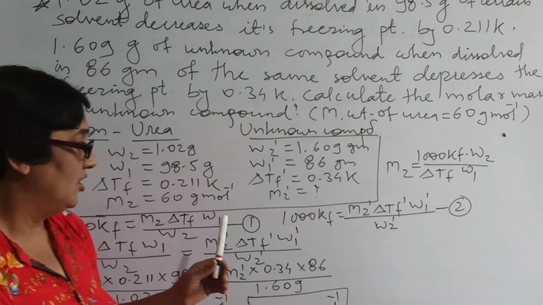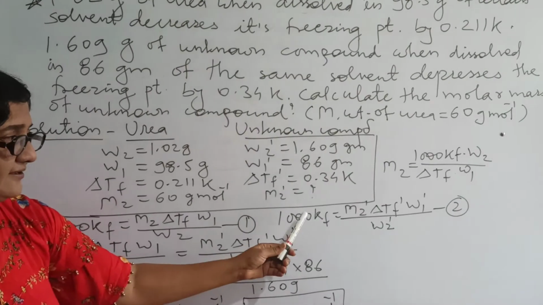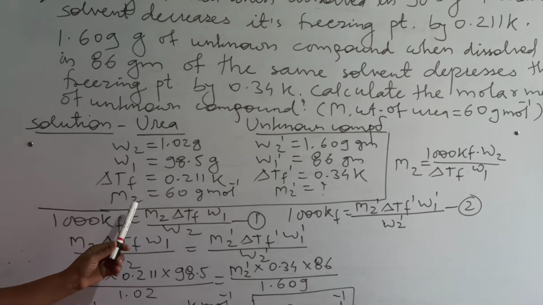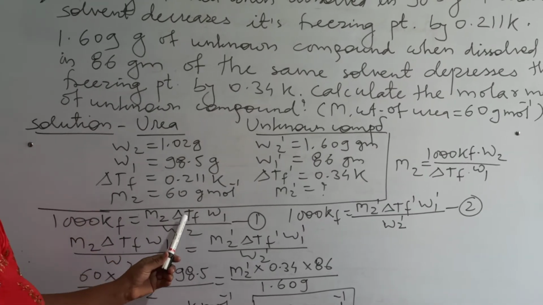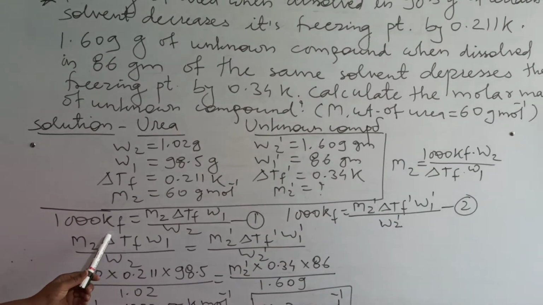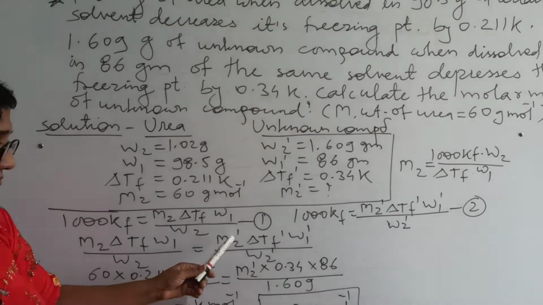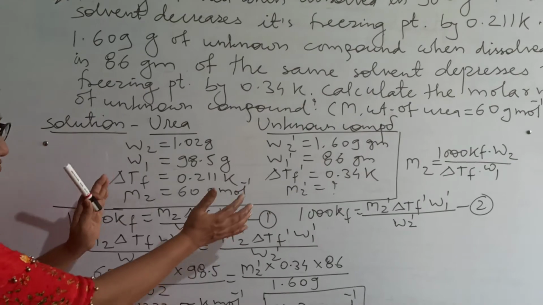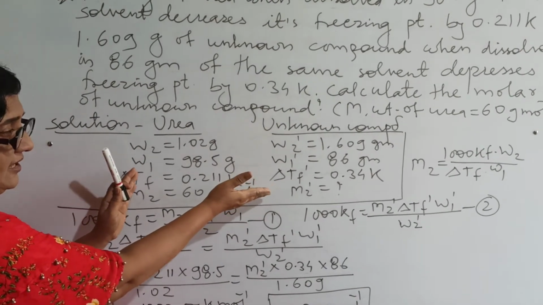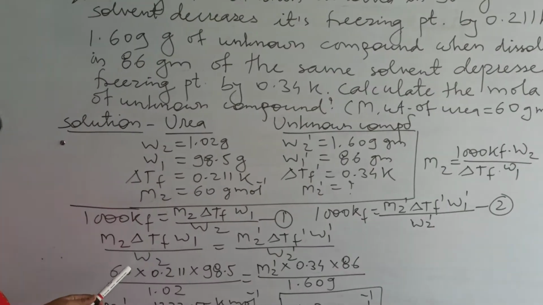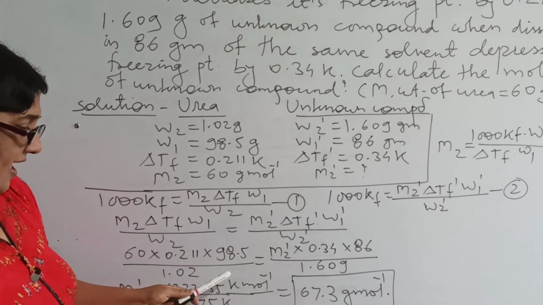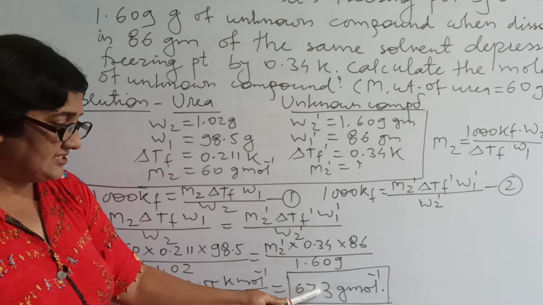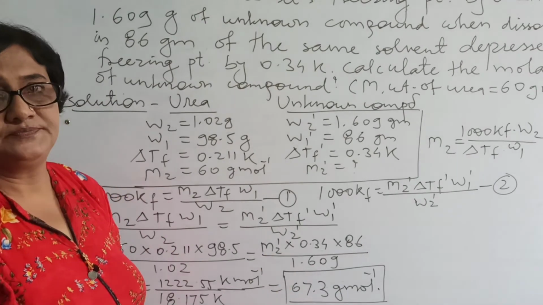This is equation 2. Now observe carefully equation 1 and equation 2. Here the right hand side is different but the left hand side is same. So as the left hand side is same, the right hand side is also same. So M2 delta Tf W1 divided by W2 equal to M2 dash delta Tf dash W1 dash divided by W2 dash. Now all values you know very well, which you have written in the initial solution part. Write down all the values with their units and finally calculate M2 dash, and the final answer comes out to be 67.3 gram per mole.